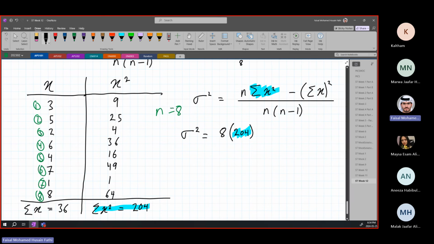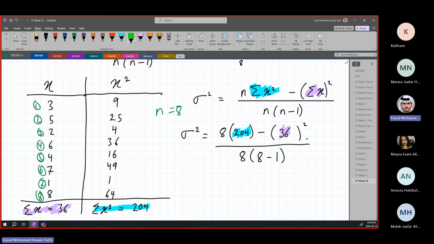All right, minus this sigma x all squared, sigma x being 36. Again, this value is sigma x, which we found over here. All right, divided by n, which is 8, into 8 minus 1. Again, this is just our n values. They're all the same n, which we found from just counting the numbers.